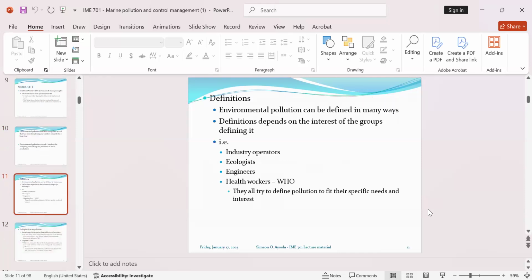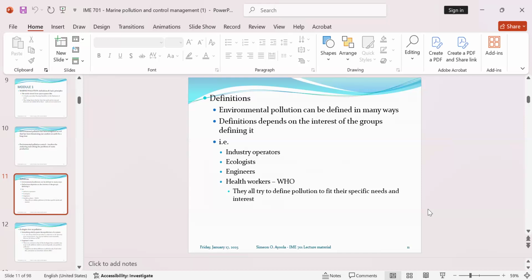Now, environmental pollution can be defined in many ways, depending on the interest of the groups defining it. Many schools of thought have different ways of defining environmental pollution. The way an ecologist will define it may be quite different from that of an engineer.